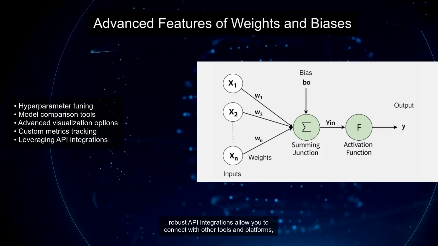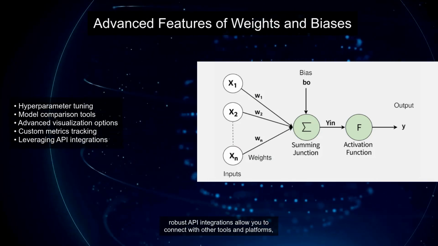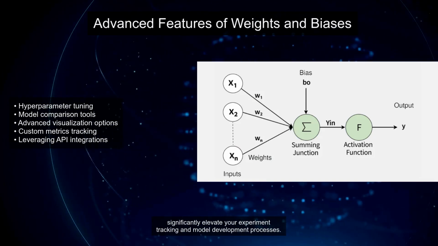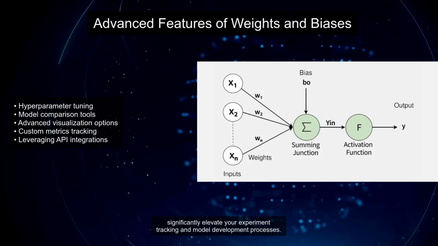Weights and Biases' robust API integrations allow you to connect with other tools and platforms, streamlining your workflow and expanding your capabilities. Leveraging these advanced features can significantly elevate your experiment tracking and model development processes.